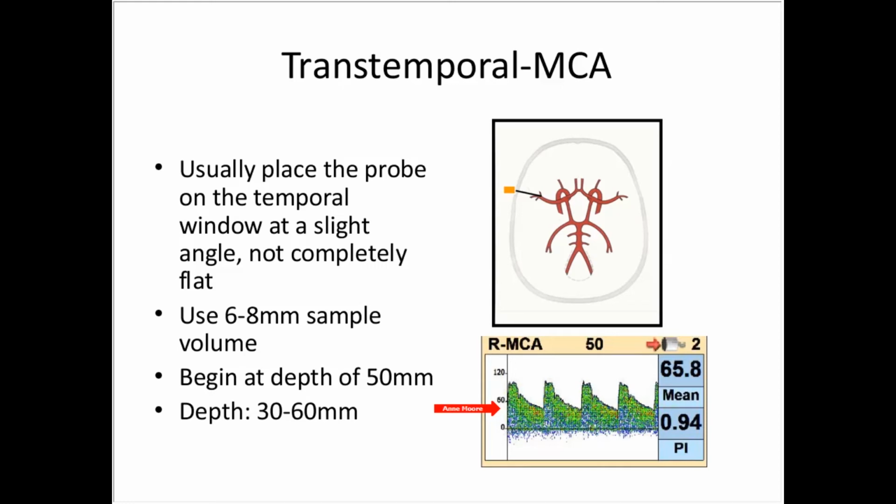And the criteria for determining the middle cerebral artery is being able to trace it from 30 to 60 millimeters. Sometimes in a larger gentleman, you may have to trace it from 40 to 64 millimeters.